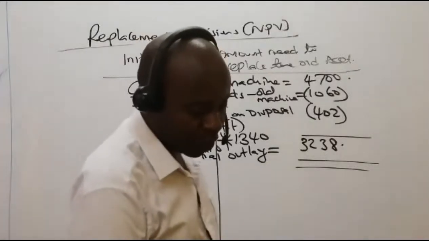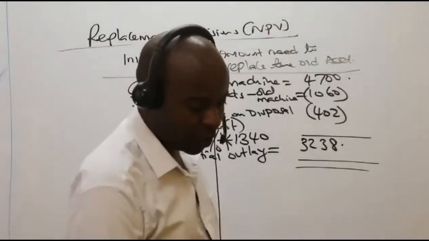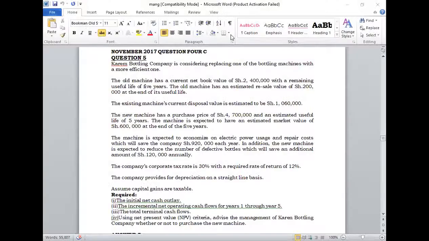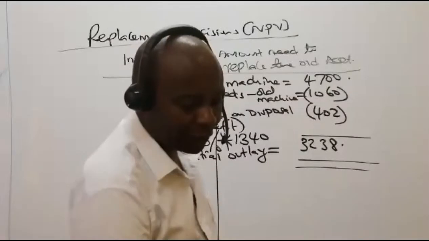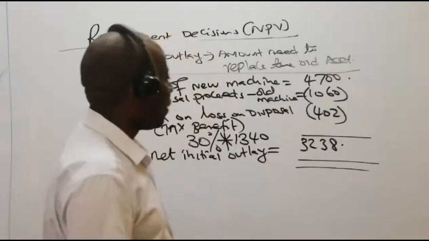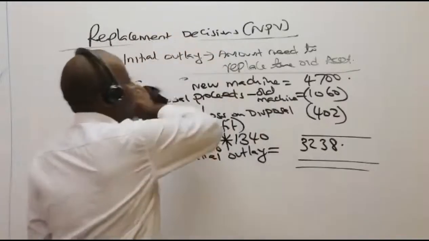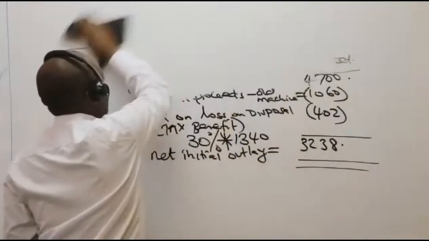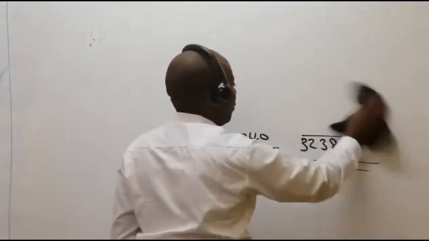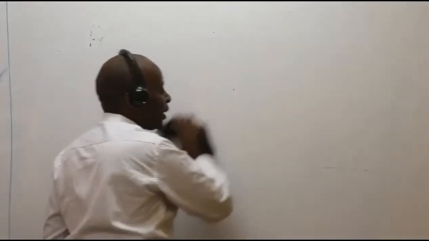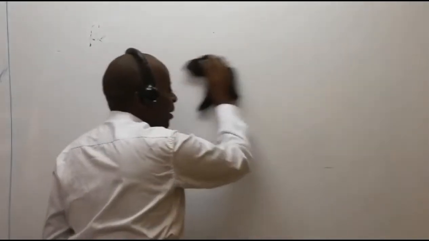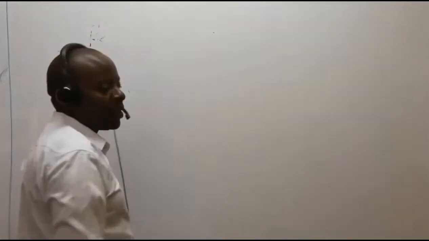So Roman 2 of this question is quite an easy one. They want us to give them the incremental net operating cash flows. So how do we get operating cash flows? I can grab this. As we operate these machines, the first thing that I'm able to see here, ladies and gentlemen, is depreciation.